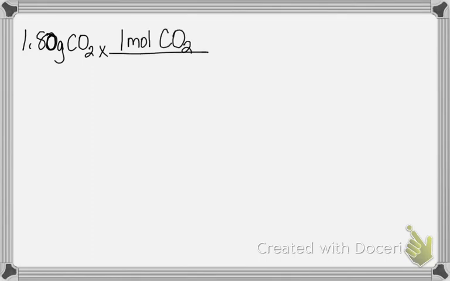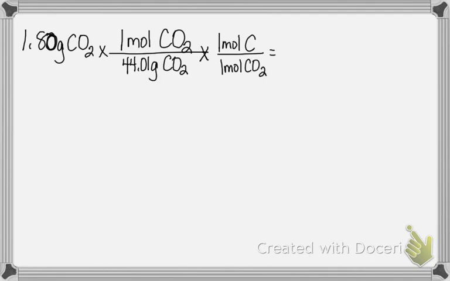A mole of CO2 is 44.01 grams of CO2. And based on the formula for carbon dioxide, I know that there's a mole of carbon in every mole of CO2. Punch that in your calculator, and you get 0.0409 moles of carbon. Any questions on that?